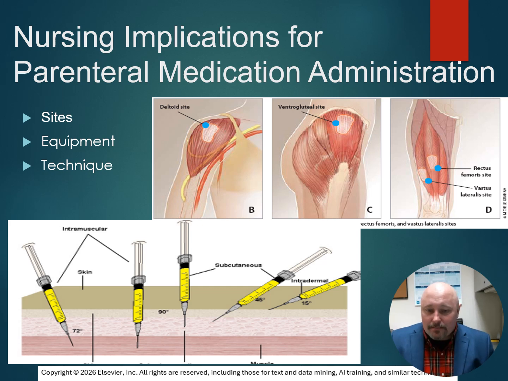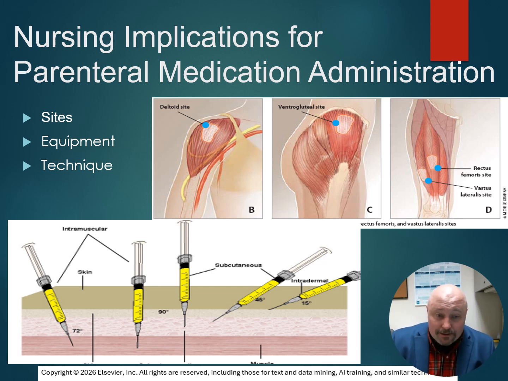Never say never, but most people are going to have some muscle there. At the same time, in normal everyday use, do we need everybody dropping their pants for a ventrogluteal or vastus lateralis? No. A lot of people are going to have enough deltoid muscle there for an IM injection.